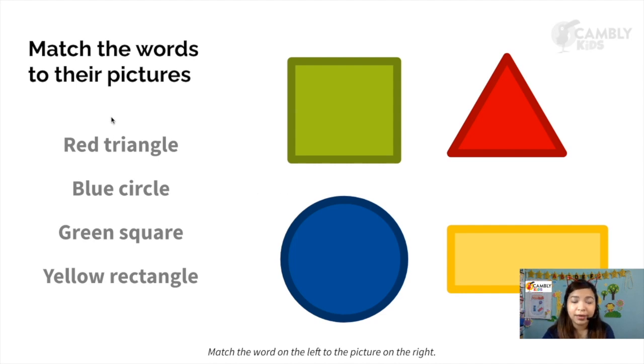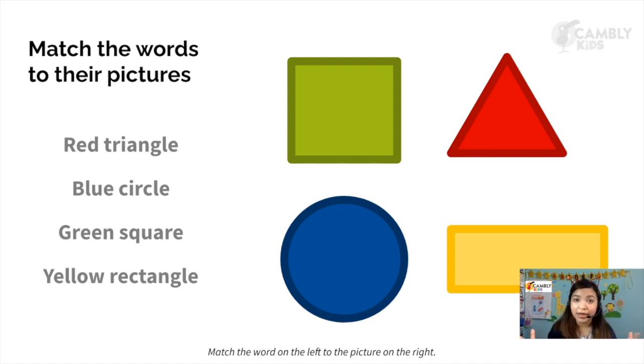So here you have to match words to their pictures. Rectangle, blue circle, green square, yellow rectangle. So here you can say, where is the red triangle? Where?